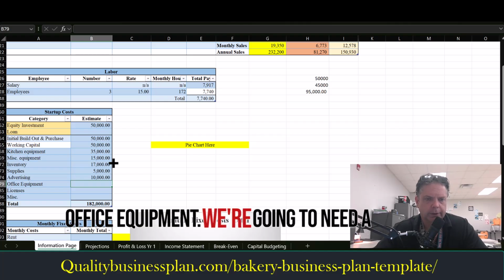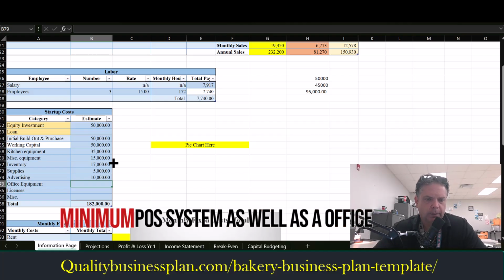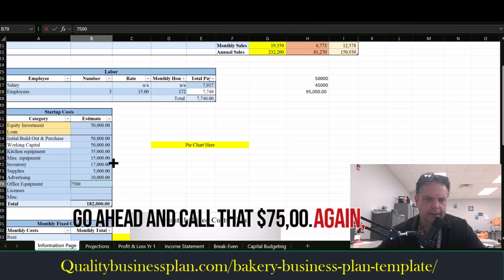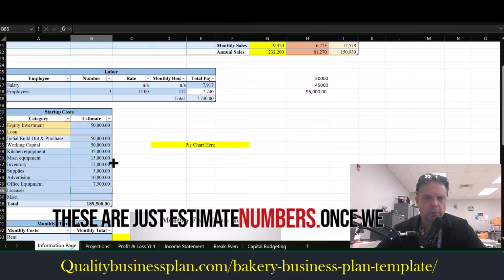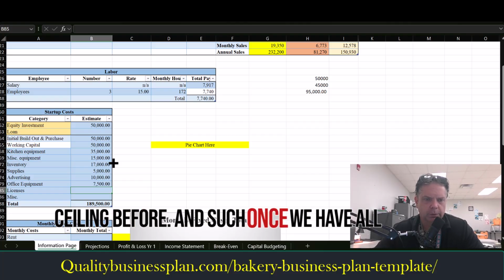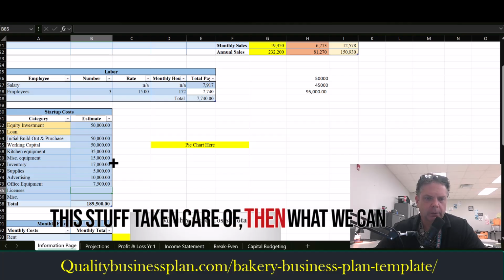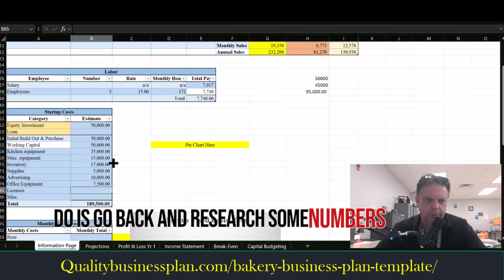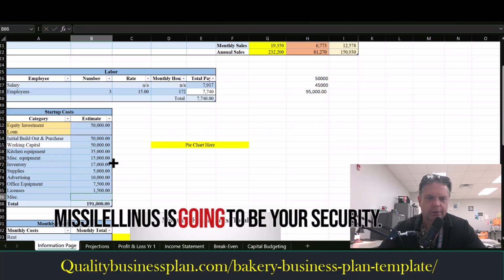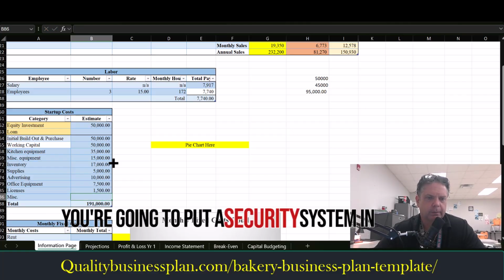Office equipment, we're going to need at a minimum a POS system as well as an office computer and a printer. So we're going to call that $7,500. Again, these are just estimate numbers. Once we get the broad overview, we've got our ceiling with floors and such. Once we have all that taken care of, then we can go back and research some numbers that we're not sure of. Licensing, we're going to call that $1,500. Miscellaneous is going to be your security. You're going to put a security system in there.